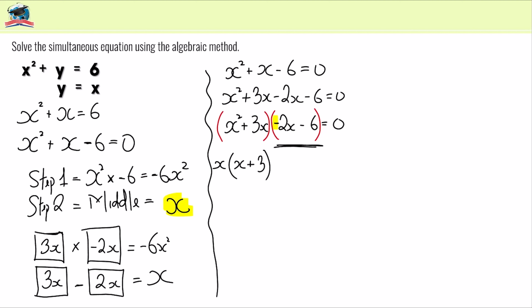So we have 2x minus 6. What is common there is 2. 2 can go in 2x and 2 can go in 6. But this negative, you must add it here. Good. Now, 2 is common. 2 can go in 2x and 2 can go in 6. So we have the 2 there.